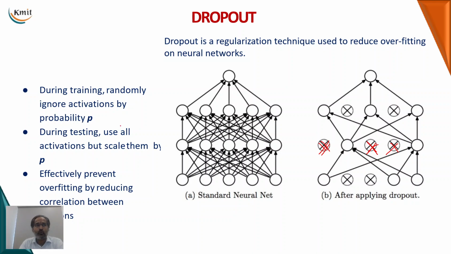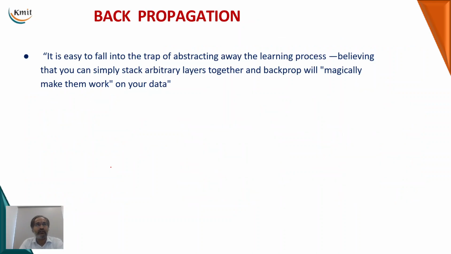For this, we have to provide the probability, that is the ratio, how much ratio you want to reduce, the percentage you have to reduce. 0.2 means 2% will be reduced. 2% of the units will be reduced. Like this, we can use the dropout layer.